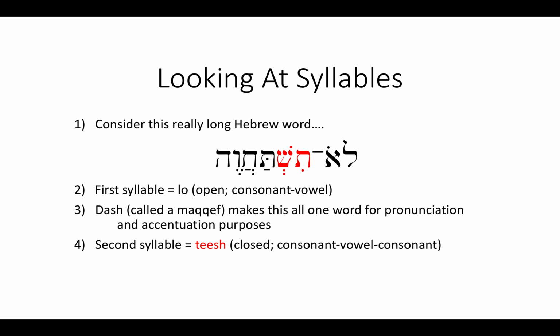The second syllable is tish. You'll notice a daget or a schwa at the end of this syllable. Remember, in this case the schwa is just marking the end of a syllable, so it's not pronounced. It's a silent schwa. You'll notice that this is a closed syllable, a consonant-vowel-consonant syllable.